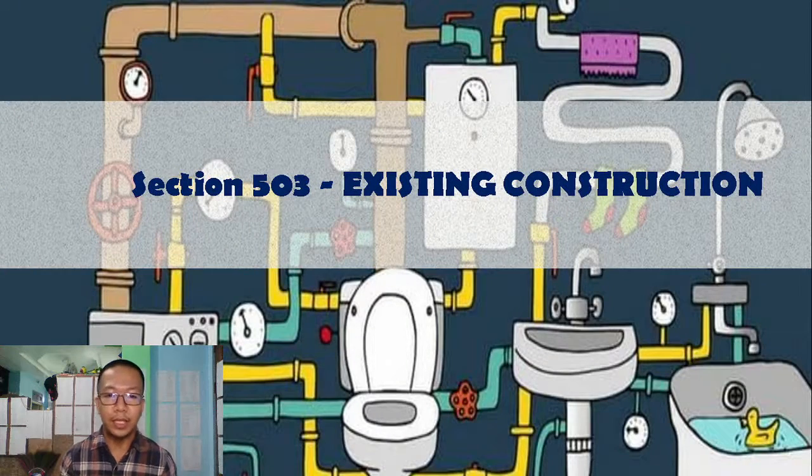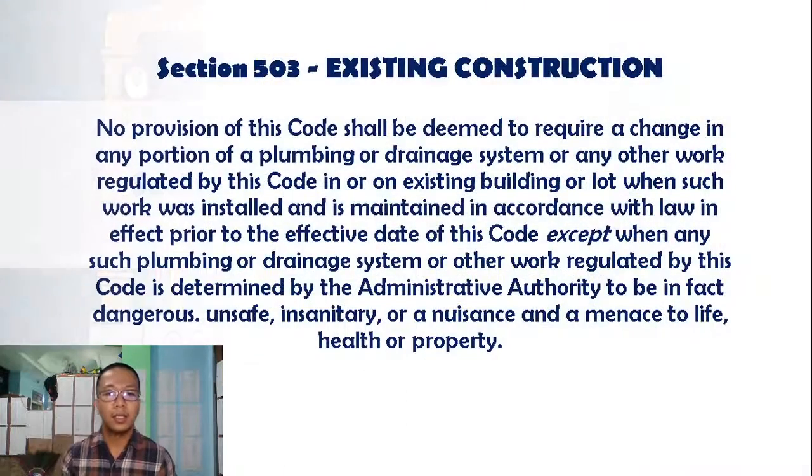Next is Section 503, existing construction. No provision of this code shall be deemed to require a change in any portion of a plumbing or drainage system or any other work regulated by this code in or on existing building or lot when such work was installed and is maintained in accordance with the law in effect prior to the effective date of this code, except when any such plumbing or drainage system or other work regulated by this code is determined by the administrative authority to be in fact dangerous, unsafe, insanitary, or a nuisance, and a menace to life or health or property.